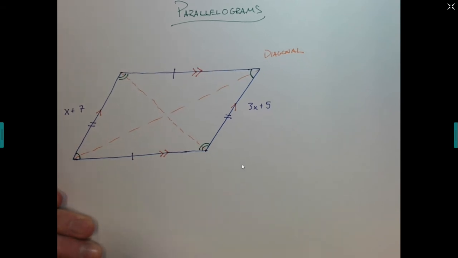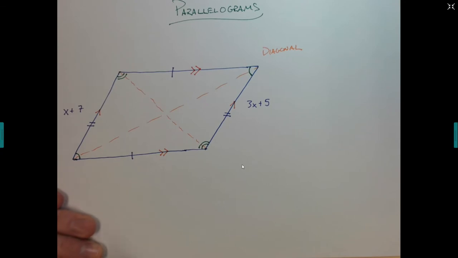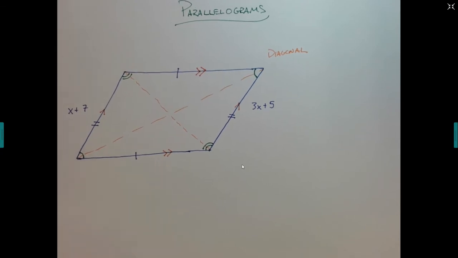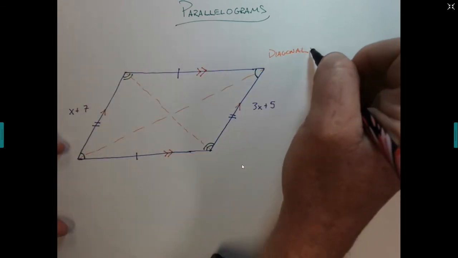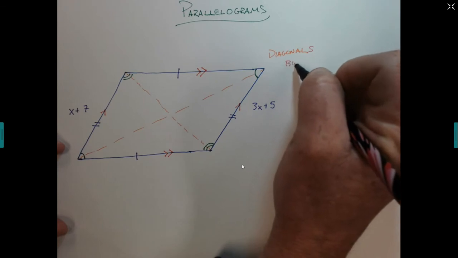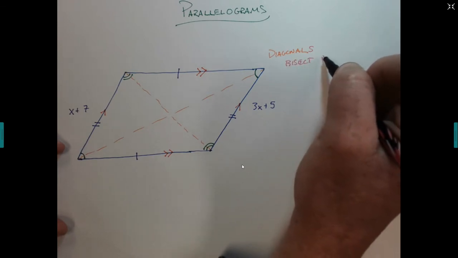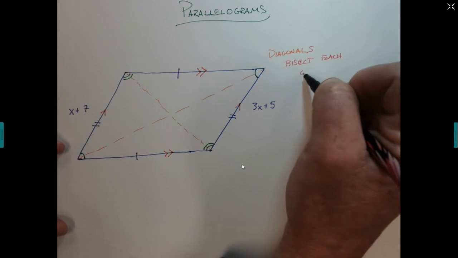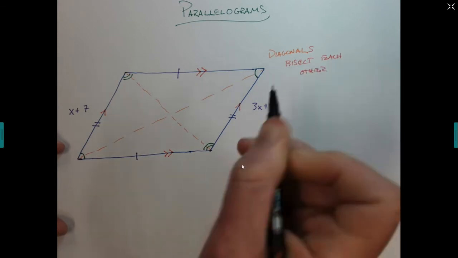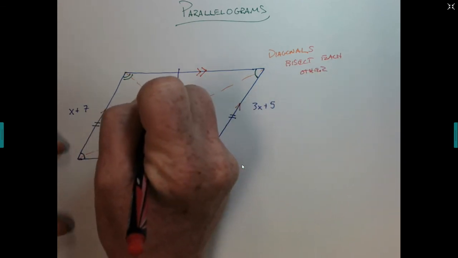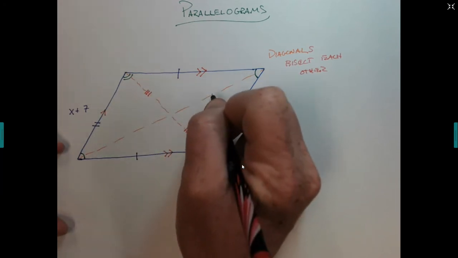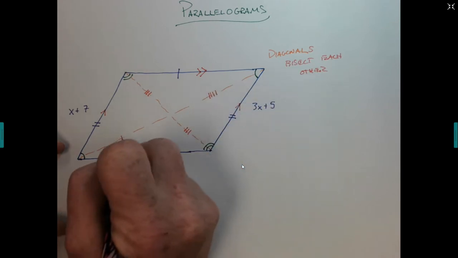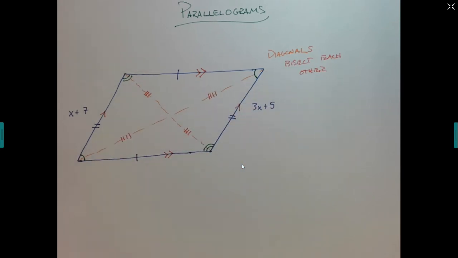But one thing that they are going to do is they are going to cut each other in half. All right. Trying to remember to cut in half. The diagonals bisect each other, which means this piece here will be equal to this piece here. This will be equal to this. All right. So there's a lot going on here.